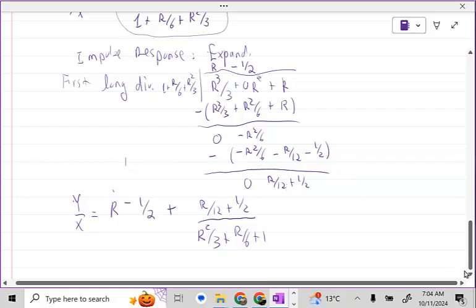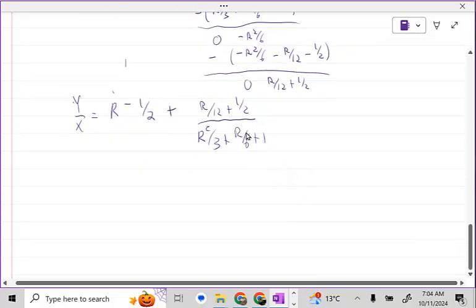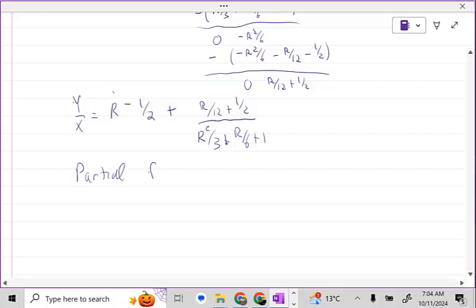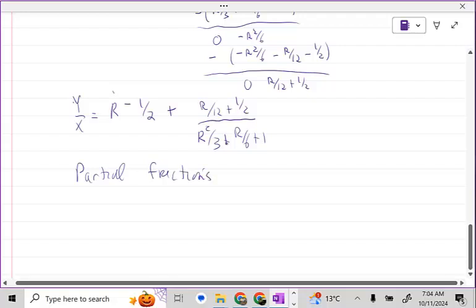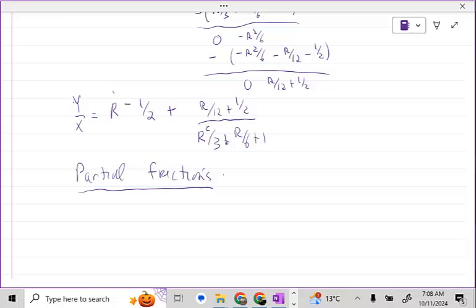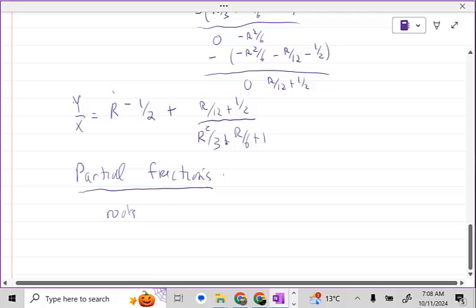Okay, all right, so the next step is to expand this out. But actually, well, I shouldn't just expand this out, I should do partial fractions. So the next step is partial fractions. That's what my next step is. So how does partial fractions work in this case? Well, we've got that polynomial in the denominator, so we want the roots of this denominator, which is r squared over 3 plus r over 6 plus 1.